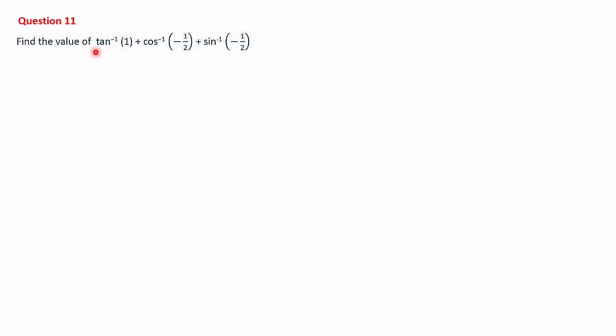For example, we know how to calculate the value of tan inverse 1. We used to take y is equal to tan inverse 1 and so on. We will continue the calculation. And this is also the same thing, and this sine inverse minus 1 by 2 is also the same process. But here we will go for another method or another approach, and it will be a little bit easy and the steps are also comparatively fewer. For that, first take the question: tan inverse 1 plus cos inverse of minus 1 by 2 plus sine inverse of minus 1 by 2.